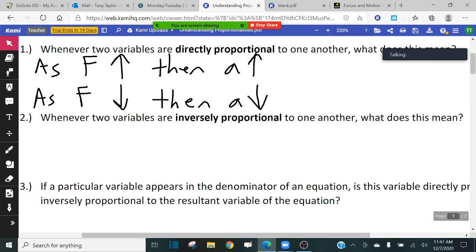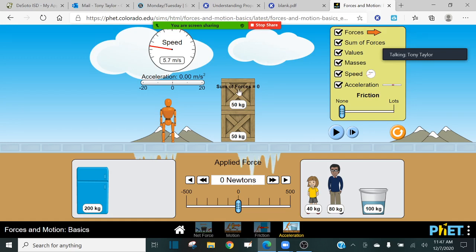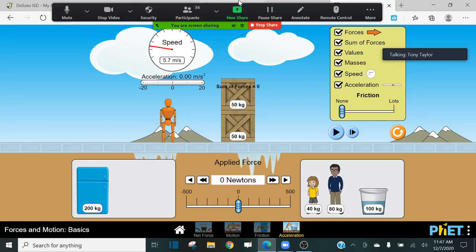Now, what does it mean whenever two variables are inversely proportional? Whenever two variables are inversely proportional, as one increases, the other decreases. As one decreases, the other increases. In other words, we just said that mass and acceleration were inversely proportional. And again, we proved that a few weeks ago with this lab.